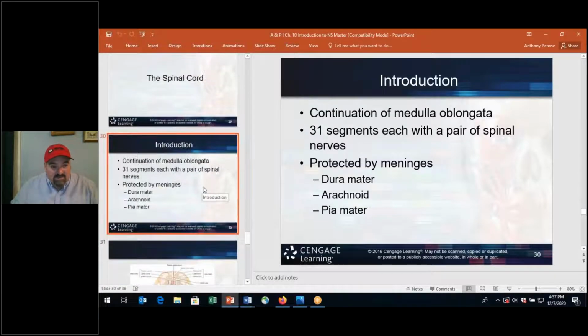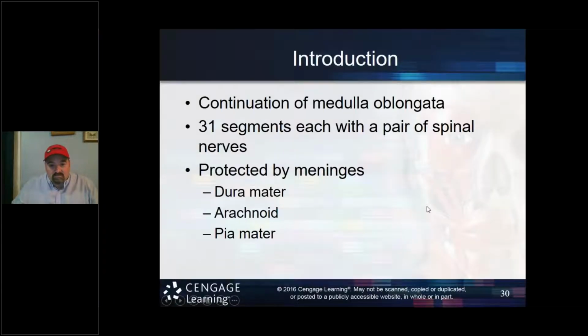So the spinal cord, this is chapter 10. And you'll see here, the continuation of the medulla oblongata, the brainstem, would be what? The spinal cord, right? There are 31 segments, each with a pair of spinal nerves. And we said that you need to know that the spinal nerves are mixed nerves. They carry sensory input and motor output. Okay? Sensory input would be the dorsal roots. Motor output would be the ventral roots. Dorsal is posterior, ventral is anterior.